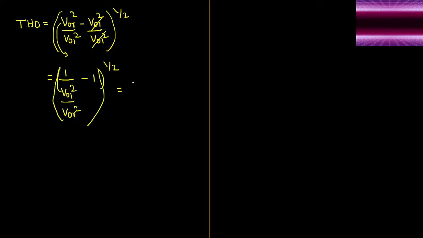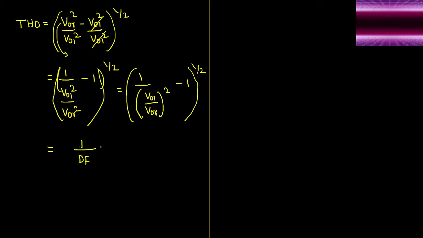Now from here this can be further written as 1 upon V01 upon V0R whole square minus 1, whole power 1 by 2. So what is this V01 by V0R? This is called the distortion factor. Now I can replace V01 by V0R by DF: 1 upon DF square minus 1, whole power 1 by 2. This is how we are bringing the relation.